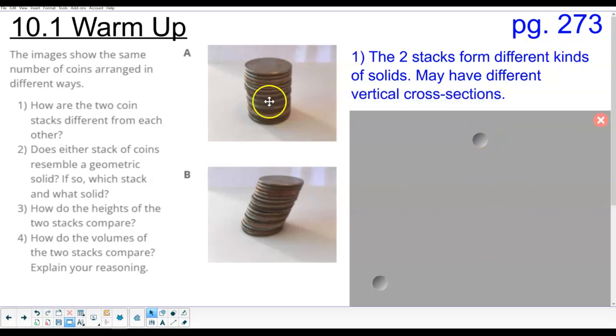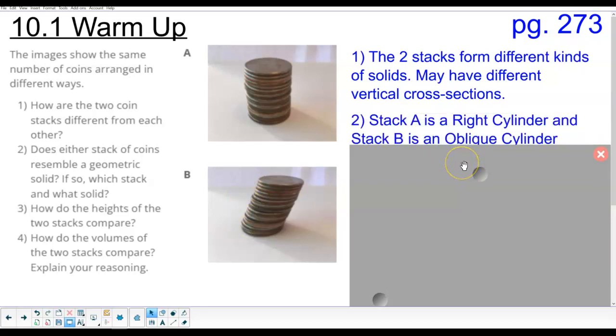Well, first off, both stacks form two different kinds of solids. Depending on how we slice a vertical cross-section, it may differ in appearance. If I went right off to the edge, it would be a tall, skinny rectangle. And if I did it roughly in the same spot here, that cross-section would not be a rectangle. It would look like an interesting half ellipse.